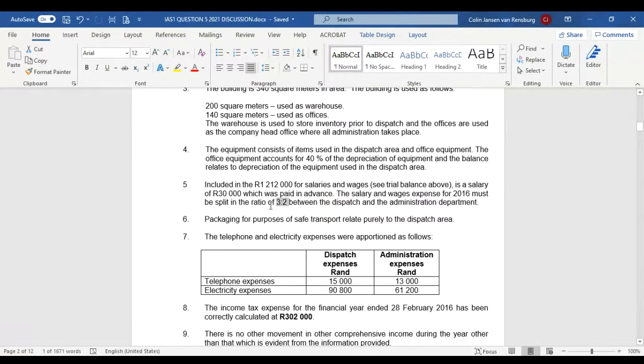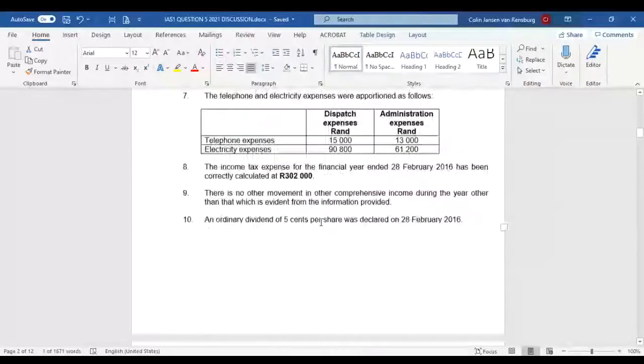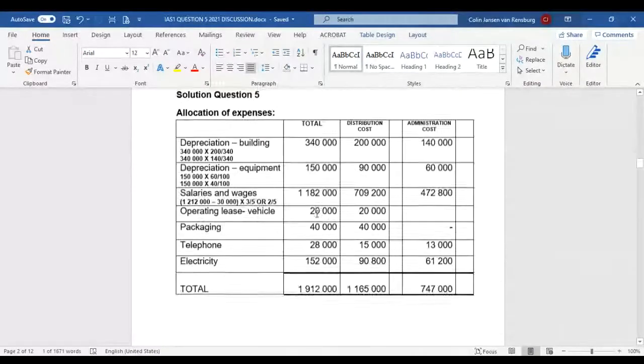Now, you all know from mathematics, it's a ratio of 3:2. Your total ratio, the number that you'll have below the line as a denominator, will be 5. So you simply add the 2 up. 3 plus 2 is 5. So in the case of the dispatch department, they will get 3/5 of that salaries and wages expense, and the administration department will get 2/5. You're all clear on that? Okay, so let's go and allocate that, ladies and gentlemen.